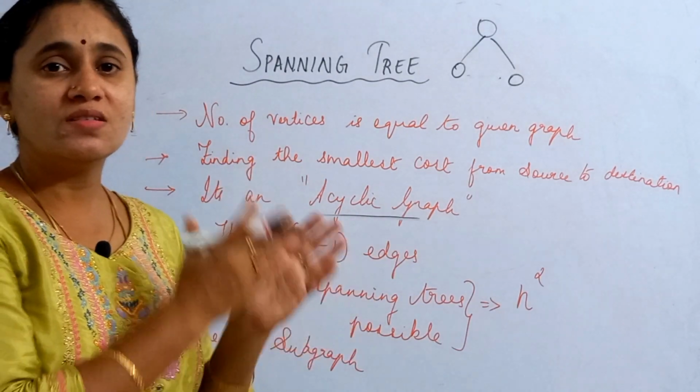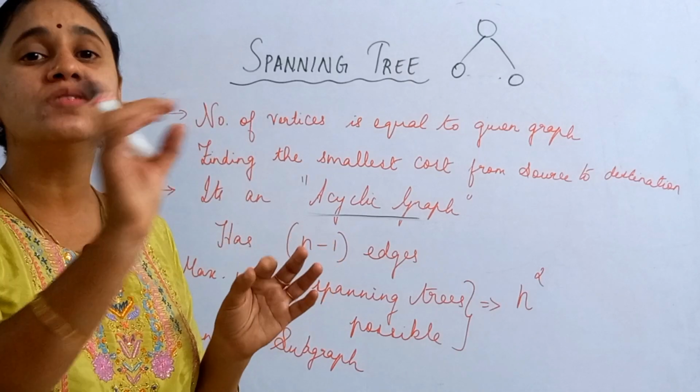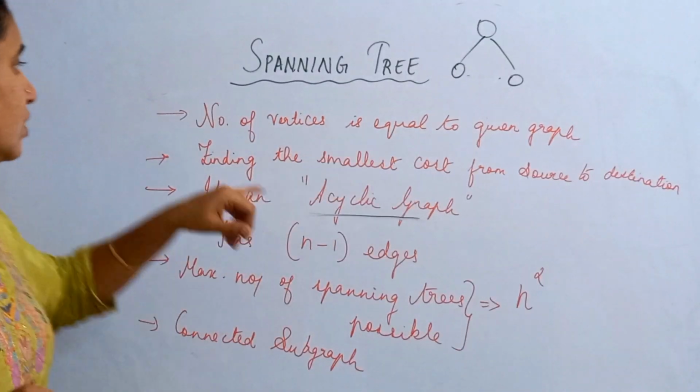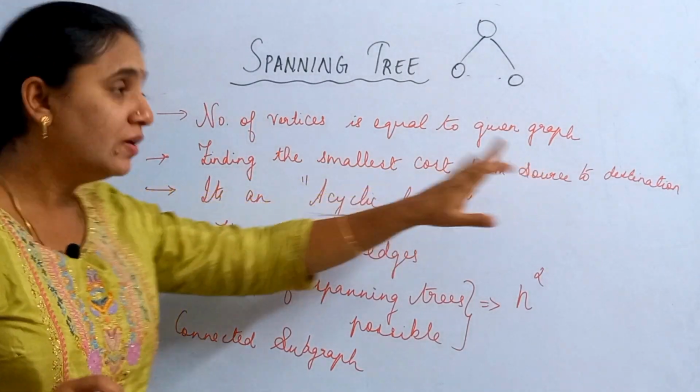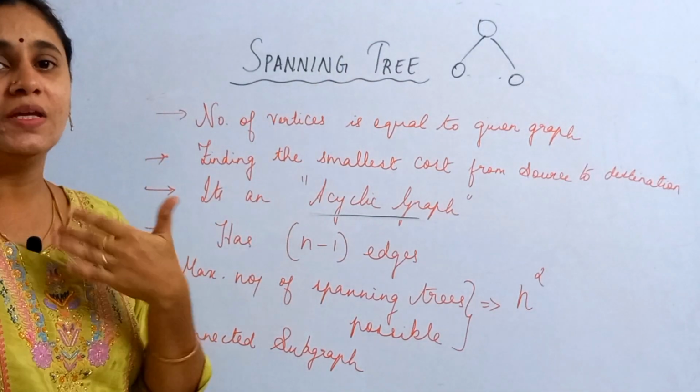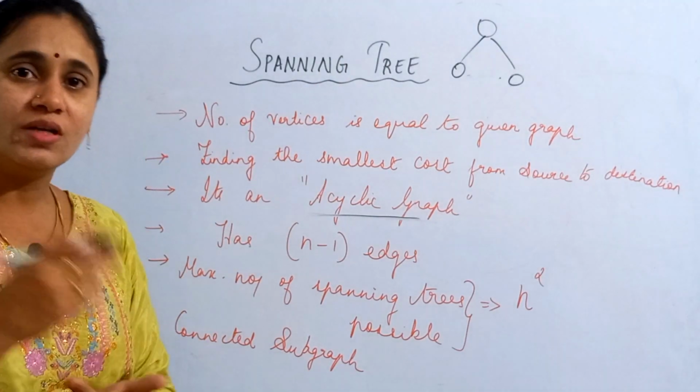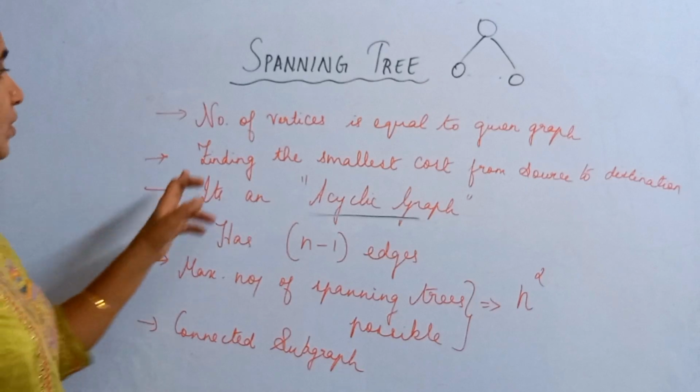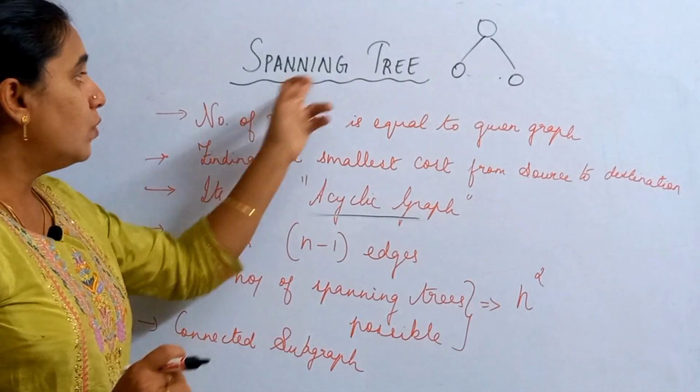Okay, keep the vertices as they are, just reduce the edges. That is the point. So for the given graph, take the vertices that are given as they are, don't reduce or increase the vertices. Now, what is the aim of the spanning tree?